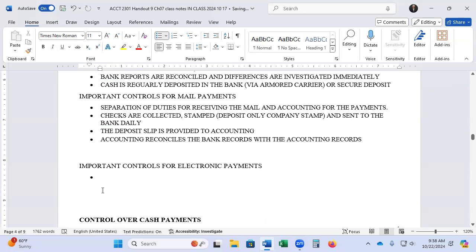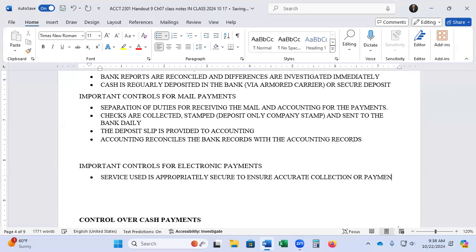I don't go too much into this one. When you get into accounting and information systems, you get a little bit more about this, but you want to make sure that the service used is appropriately secure to ensure accurate collection of payments and accounting for the payments.